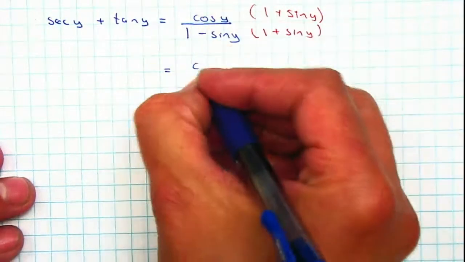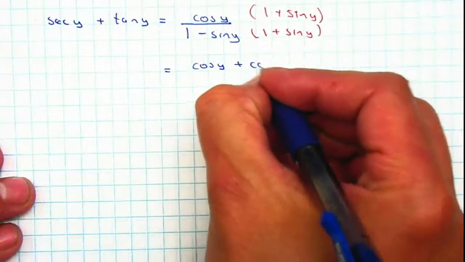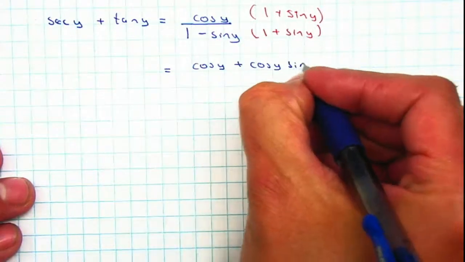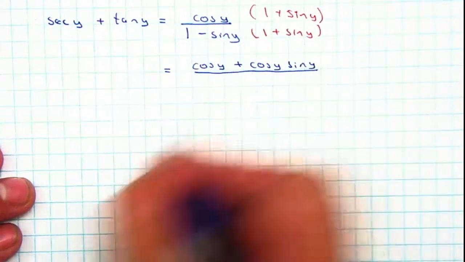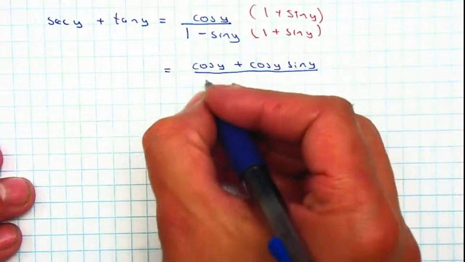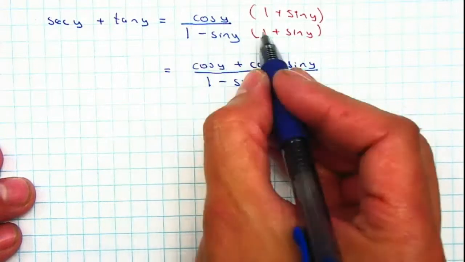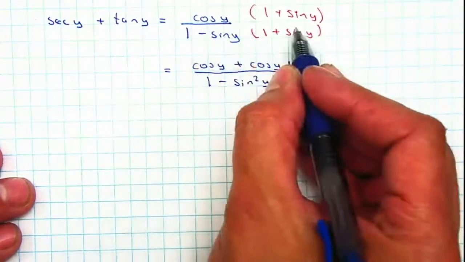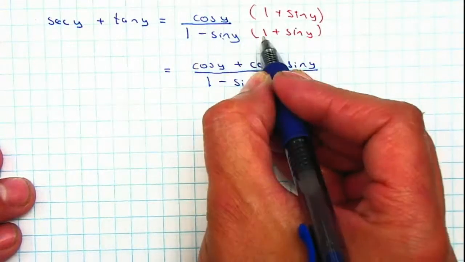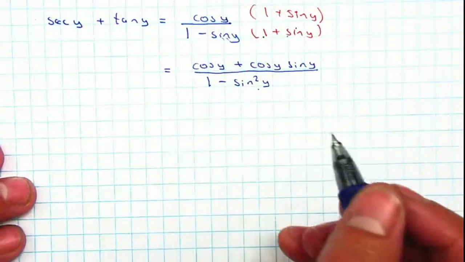Cosine times 1 is cosine y. Cosine y times sine gives me positive cosine y multiplied by sine y, over the denominator. The denominator is the difference of two squares, so it just gives me 1 minus sine square of y. Remember, it will be 1 times 1 is 1. This gives me positive sine, minus sine cancels out, and minus sine square of y.